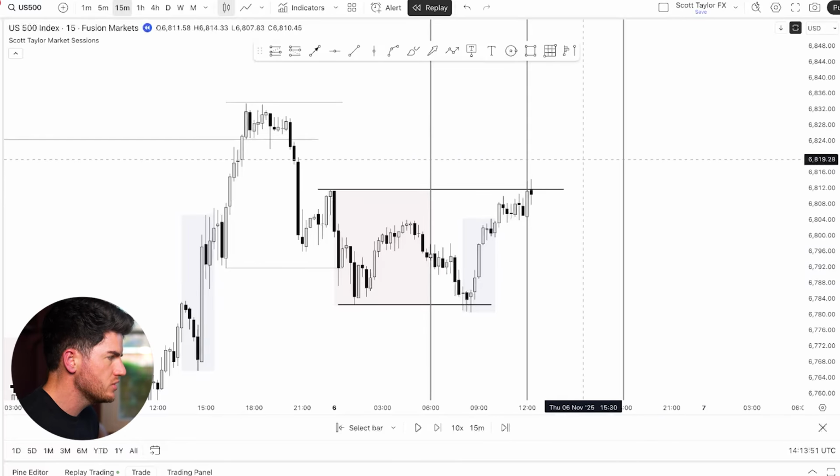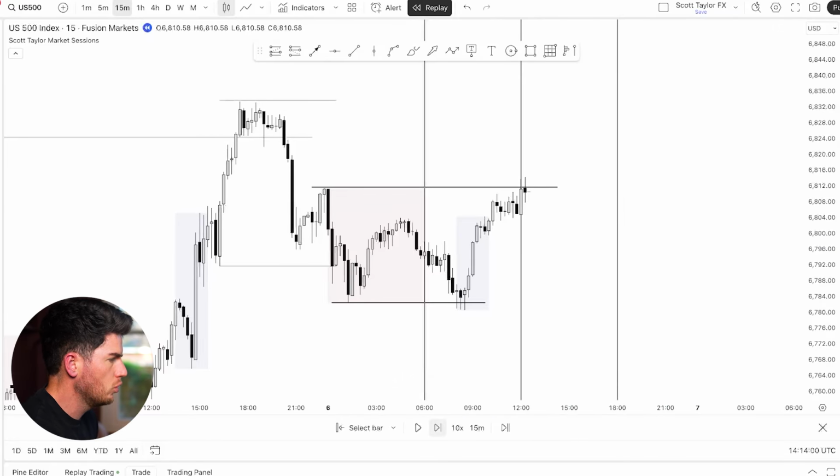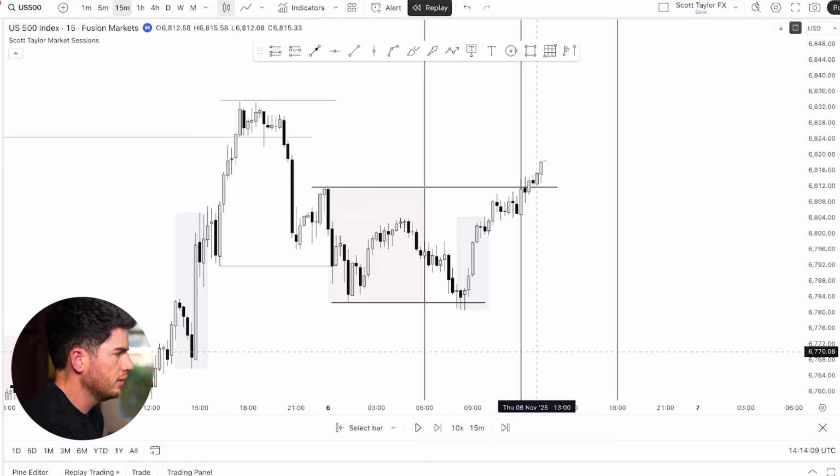Now, we don't execute anything yet. We want a bearish candle inside the New York trading session at this area. So let's play this forward until we have that. New York session's not opened yet. One more candle. Here we go.